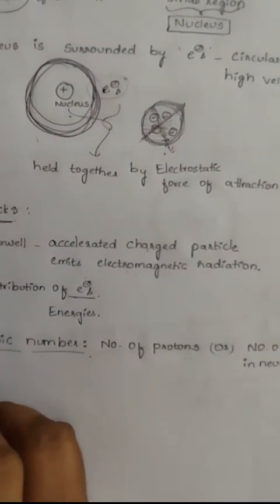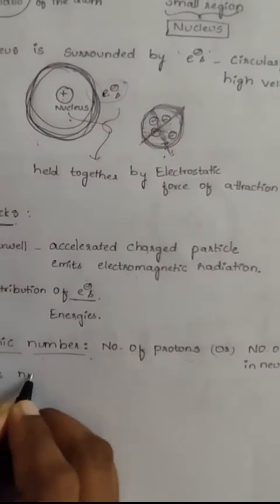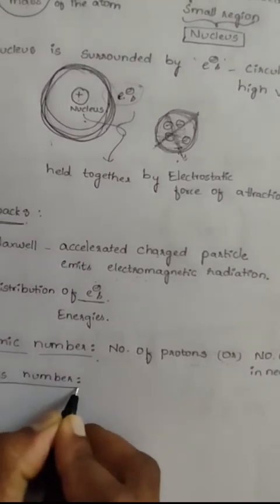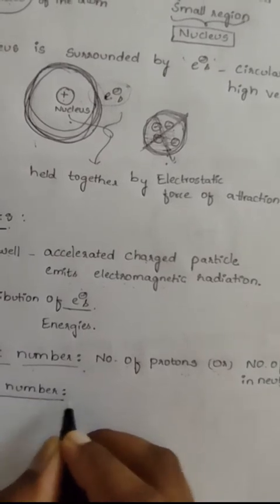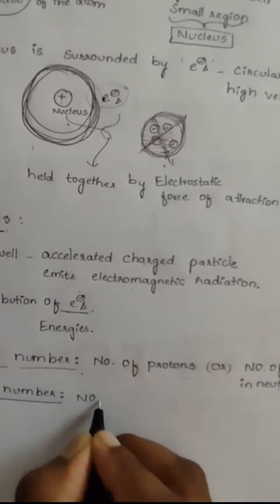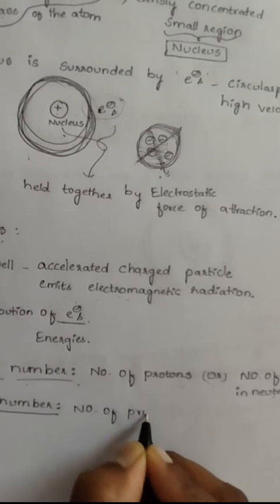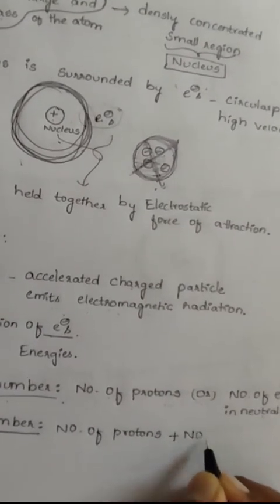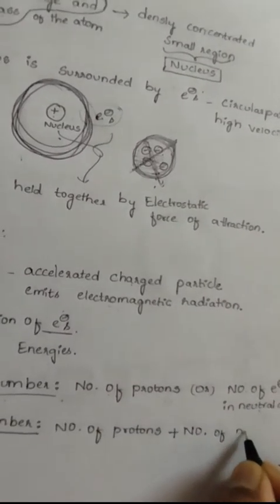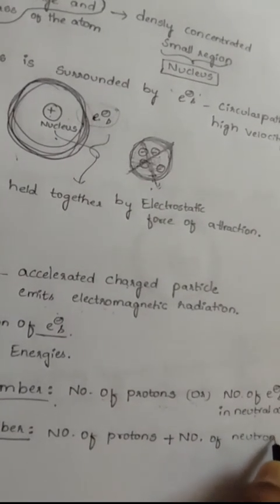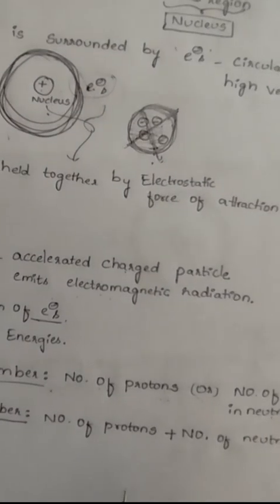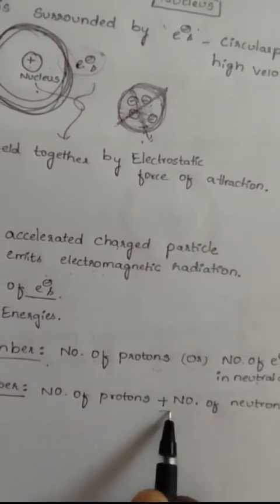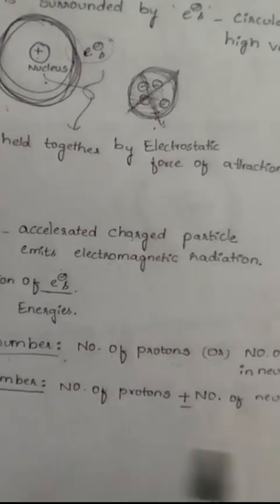And mass number. Mass number is equal to the number of protons plus the number of neutrons in the nucleus of an atom. Number of protons plus number of neutrons.